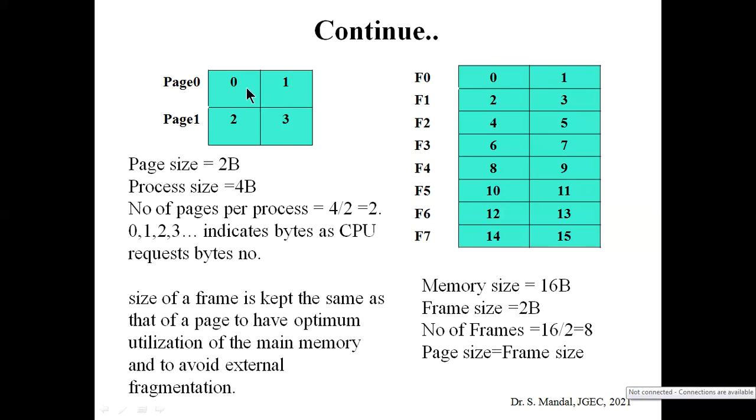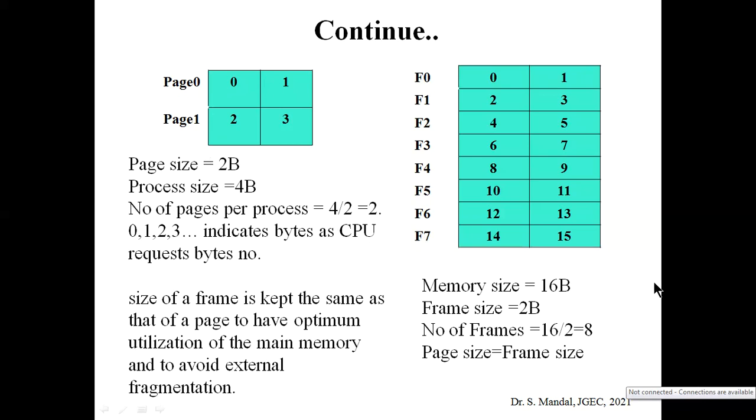Okay, so 0 1 2 3, this 0 1 2 3 indicates the bytes of the process. When the CPU runs the process, it will try to find out the content of those bytes, like what is the content in this byte, what is the content in the third byte. So 0 1 2 3, total 4 bytes, and if we consider the page size is 2 byte, the number of pages is 2. So that is for the process.